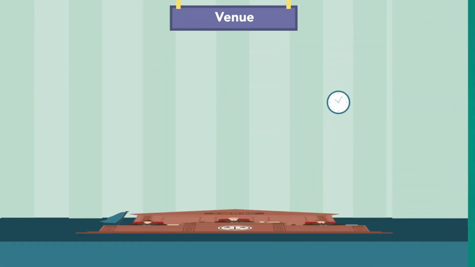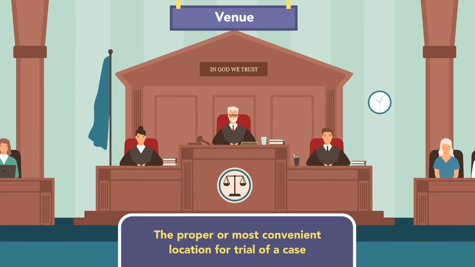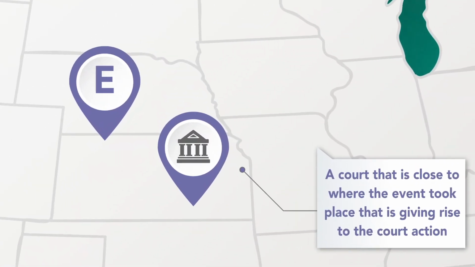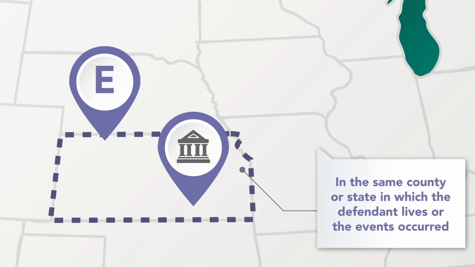Venue. Venue refers to the physical courtroom in which the trial takes place. It's defined as the proper or most convenient location for trial of a case. Most of the time, the proper venue is a court that's close to where the event took place that is giving rise to the court action, or at least a court in the same county or state in which the defendant lives or the events occurred.